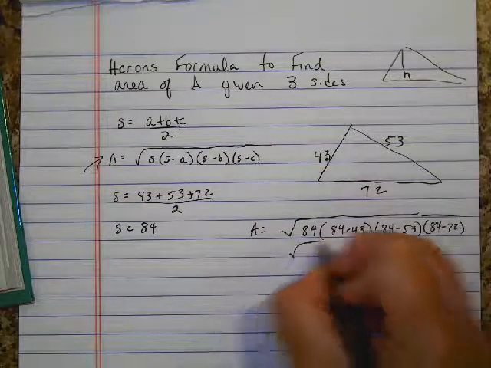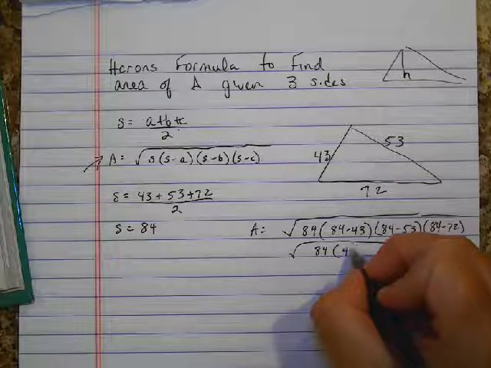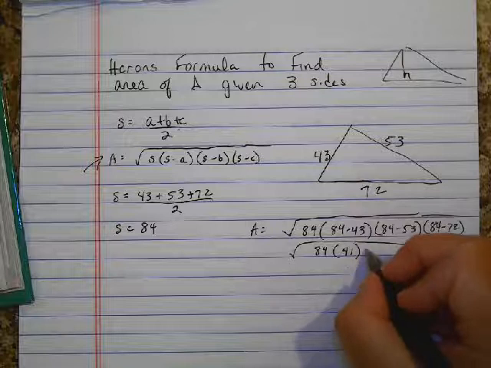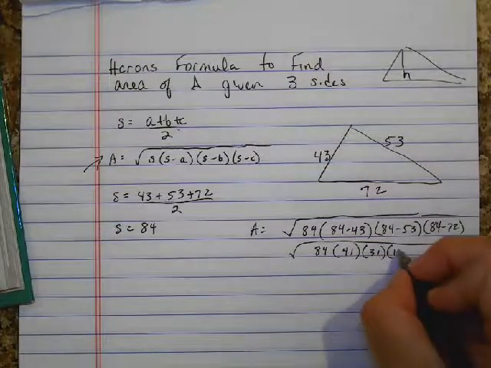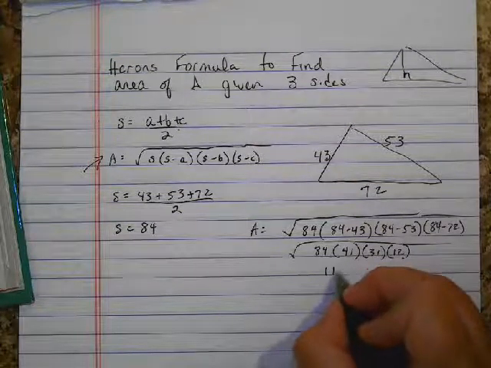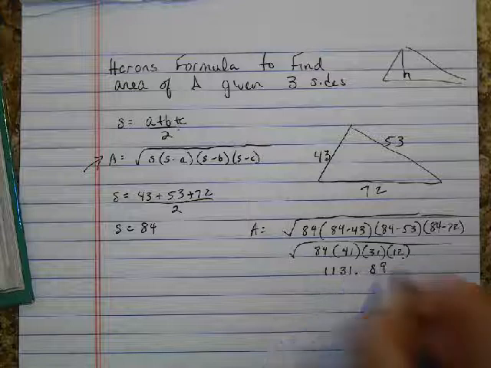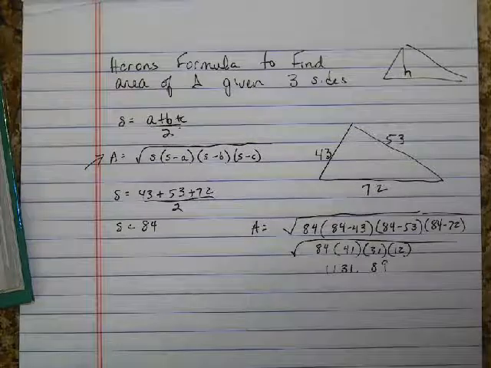So I get the square root of 84 times 41 times 31 times 12. And I would punch that right into my calculator and I would get 1,131.89. It's pretty neat how this works. Heron's formula actually works for every triangle.